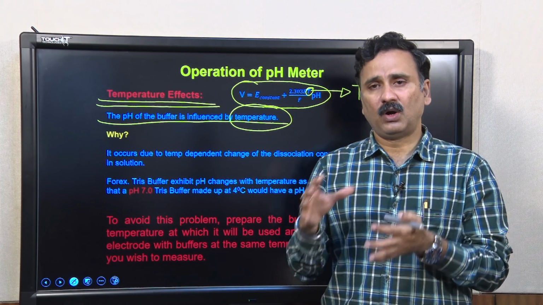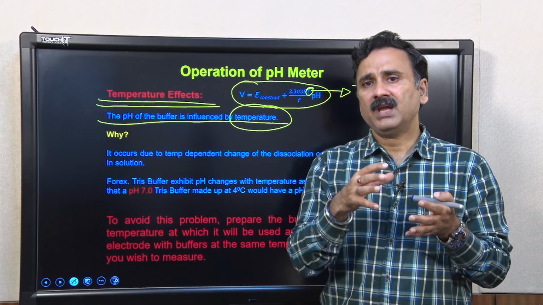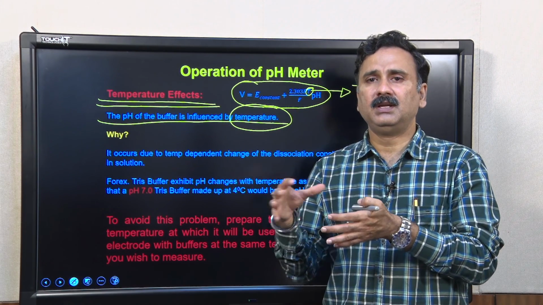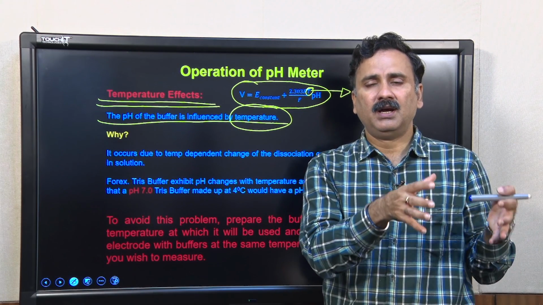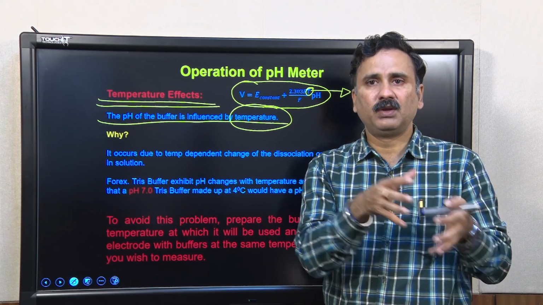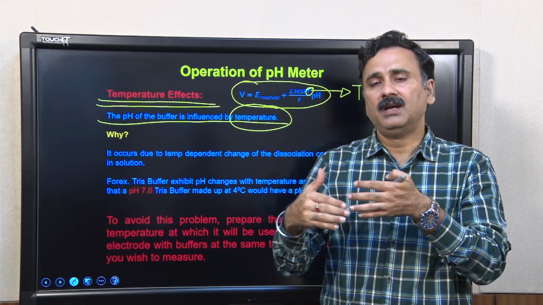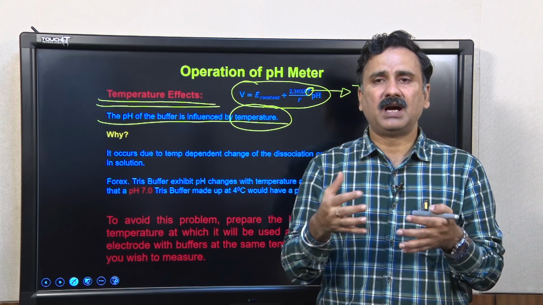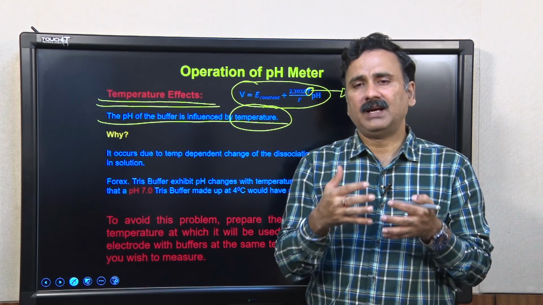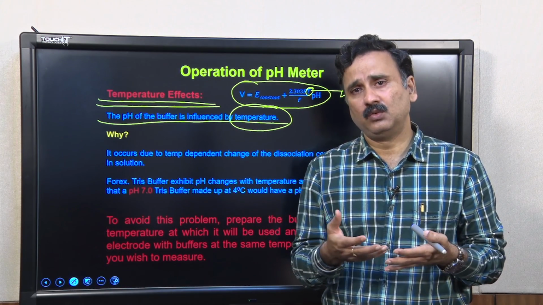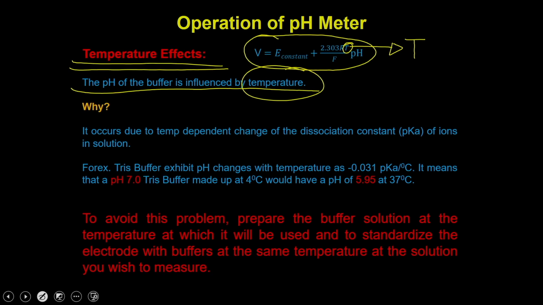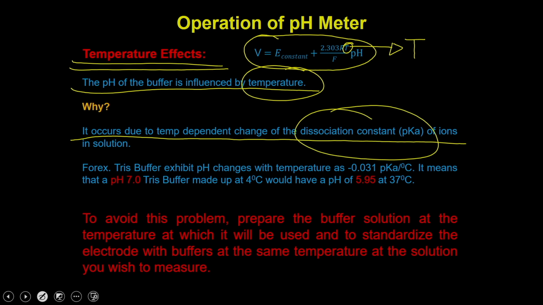compound that is dissolved in the buffer, and as a result it is going to increase the dissociation of that compound. Instead of the normal dissociation, it is going to dissociate more, and because of that the resultant amount of ions is going to be more, and you know that the pH is directly related to the number of ions present in the solution. So it occurs with temperature because it changes the dissociation constant, or the pK, of the ions in the solution.